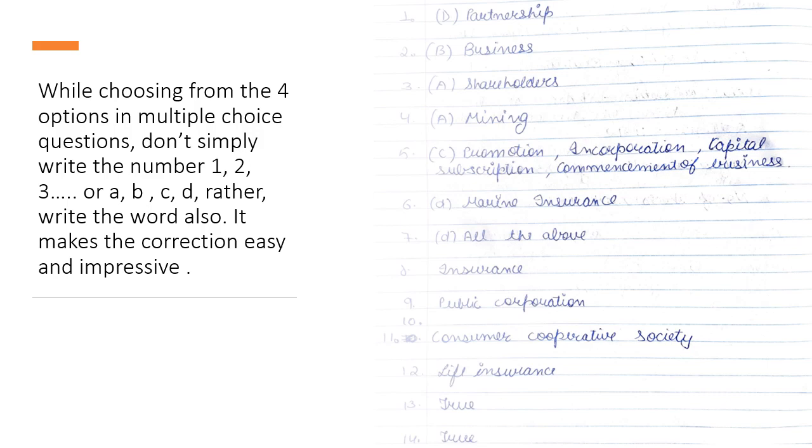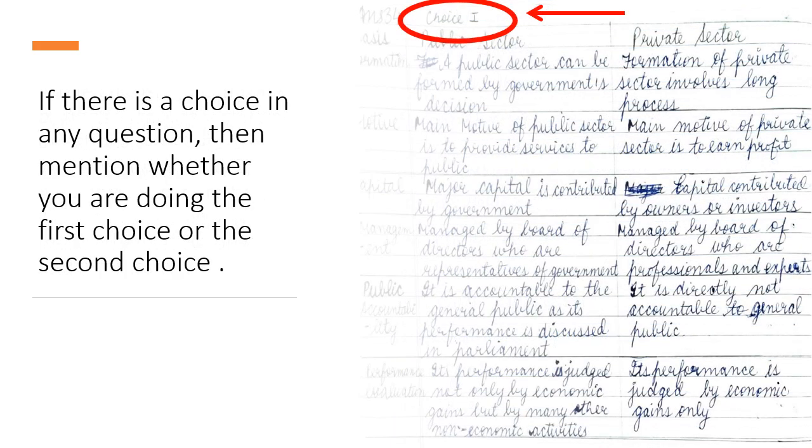Right? So if there is a choice in question, next important thing is, if there is choice in question, then mention whether you are attempting the first choice or the second choice. You should always mention there in the margin where you write question number. Just mention first choice or second choice, right?